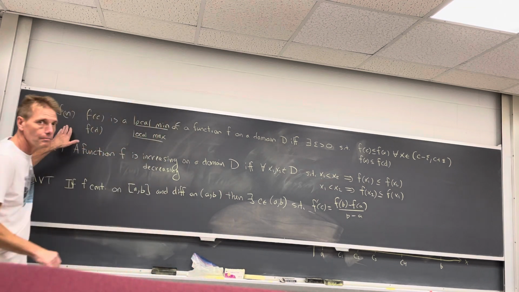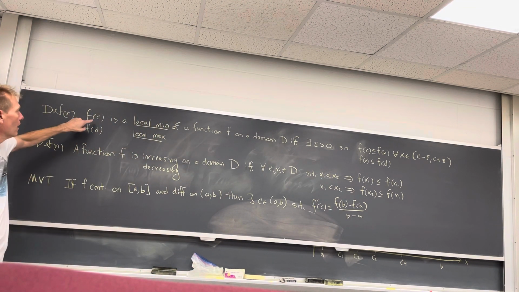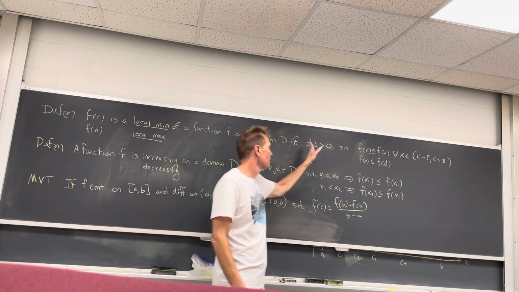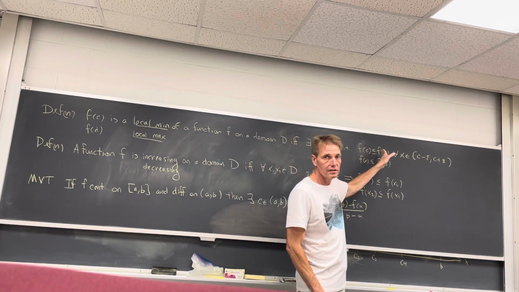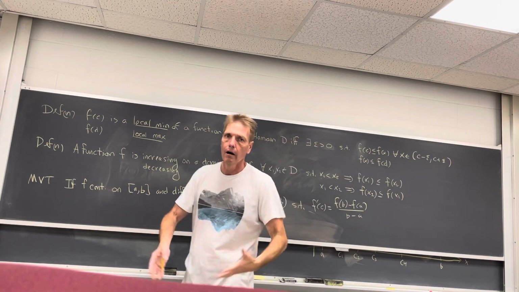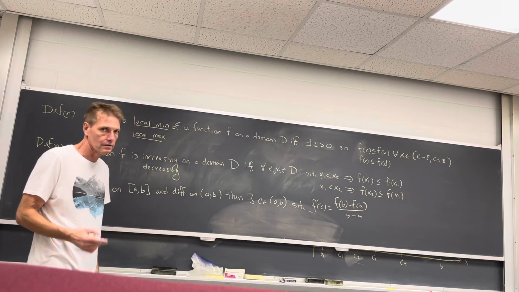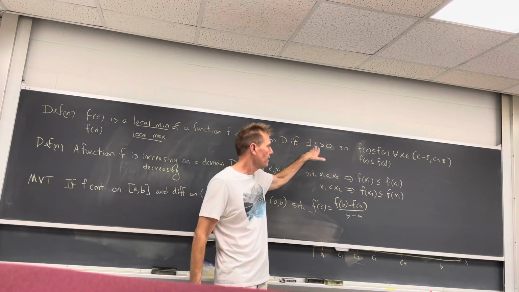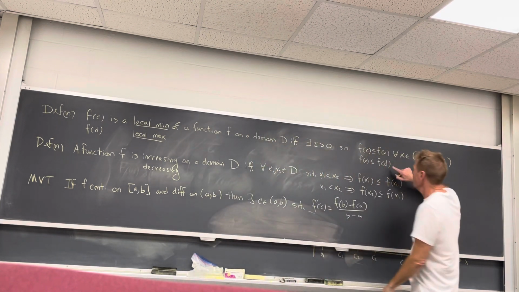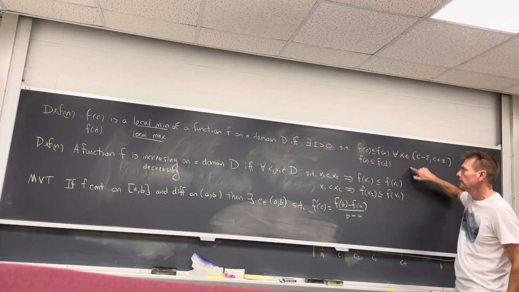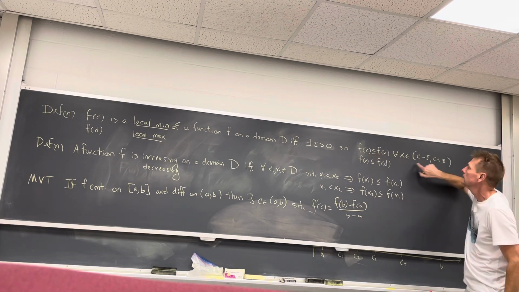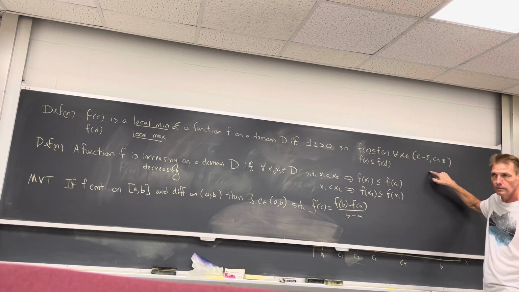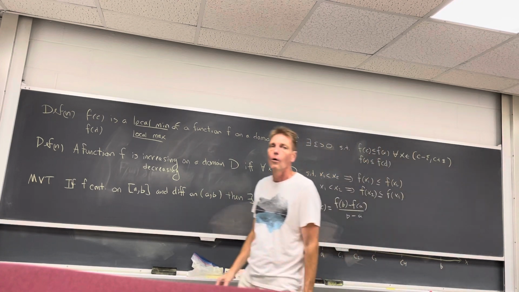But the definition of what it means to be a local min: f of c is a local min of a function f on a domain D if and only if there exists an epsilon greater than 0 such that f of c is less than or equal to f of x for every x in the interval c minus epsilon to c plus epsilon. And for a local max of a function on a domain D, it's the same thing: there exists an epsilon such that you're the biggest guy for everybody in the interval. This guy's the lowest guy for everybody in the interval, but this guy's the biggest guy for everybody in an interval. Okay, so that's the definition. Like I said, we'll unpackage that in just a moment.